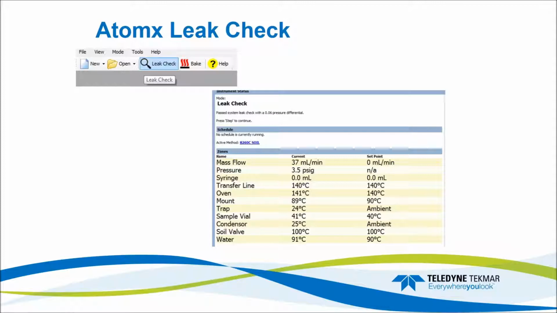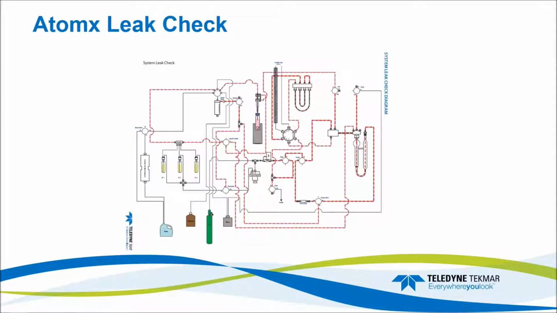There's a dedicated radio button on the main screen that's visible at all times. So you click the leak check button, you load an empty vial into position 1, and it's going to do a full leak check of the entire system. That's going to include the needle, the vial itself, the analytical trap, condensate trap, the sparger glassware on the front of the instrument, and all associated plumbing and valving.